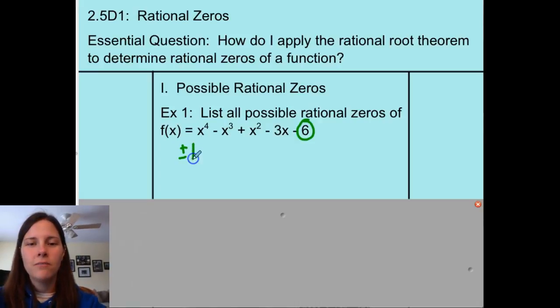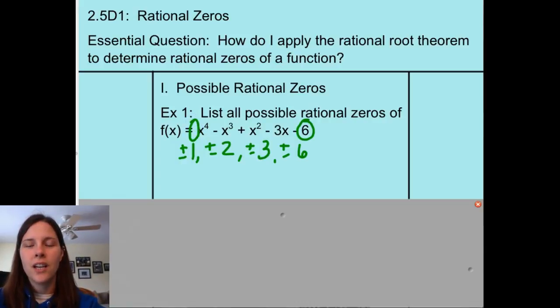So we always put a plus or minus sign in front of our factors, and the numbers that go into 6 are 1, 2, 3, and 6. Then we divide each of those numbers by the factors of the leading coefficient. In this case, our leading coefficient is 1. So of course, dividing all of these values by 1 isn't going to change anything. So if this function has a real zero, it will be one of the numbers in our list.